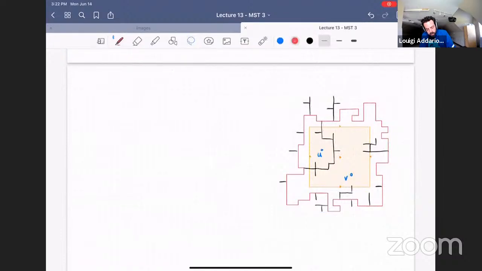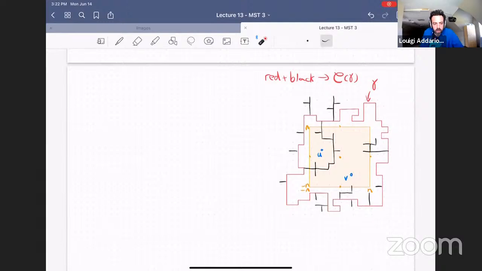Okay, so here's U and V. In yellow we have the box minus n, n squared, right? And then in red we have the circuit gamma, and the red plus the black is C gamma. So everything, the circuit plus everything attached to it by open edges. Maybe black should have been blue for my previous conventions, but I hope the picture is clear.